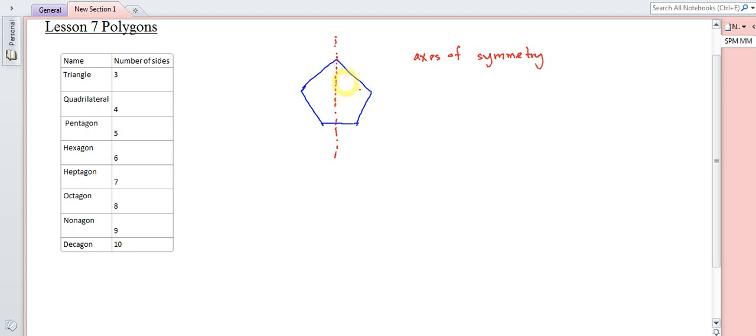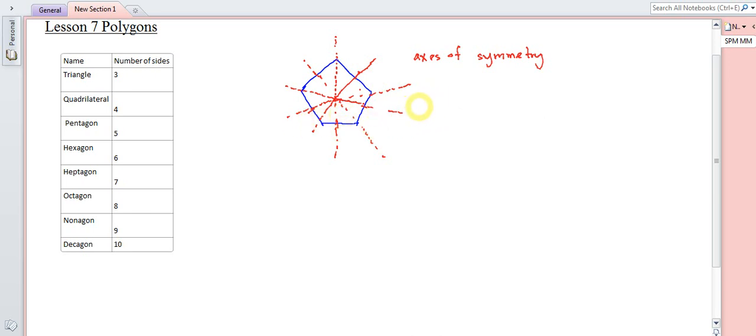So how many axes of symmetry for this regular pentagon? Okay, we have another one here, right? So here also, one will be here and here. Okay, so how many axes of symmetry? 1, 2, 3, 4, 5. We have 5 axes of symmetry.